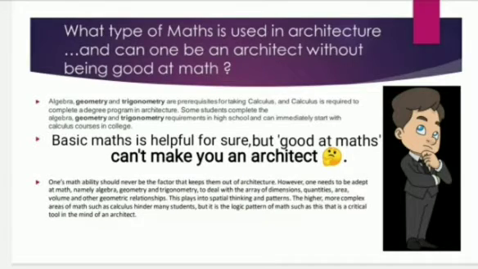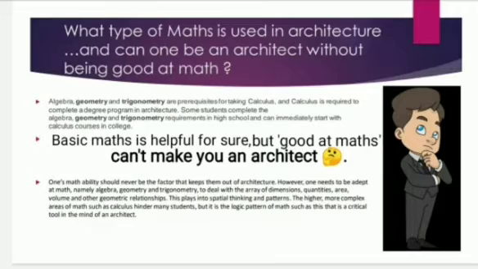Algebra, geometry, and trigonometry are prerequisites for taking calculus, and calculus is required to complete a degree program in architecture. Some students complete the algebra, geometry, and trigonometry requirements in high school and can immediately start with calculus courses in college. Basic maths is helpful for sure, but being good at maths can't make you an architect. One's math ability should never be the factor that keeps them out of architecture.